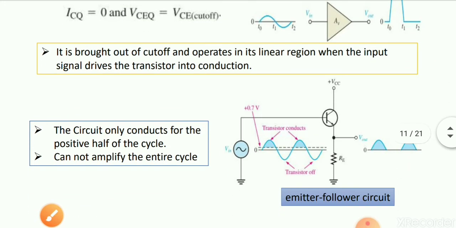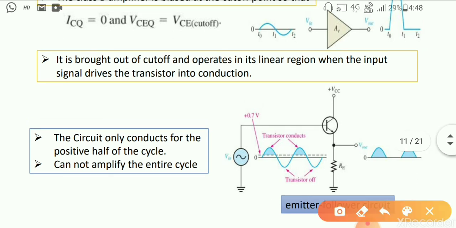That means the circuit, if you consider it here, can also be defined as an emitter follower circuit, where input is applied through the base terminal and the output is collected from the emitter side. So here only the portion of the positive peak comes as the output, and it does not amplify the entire cycle of the input.